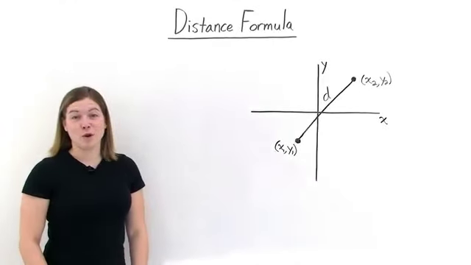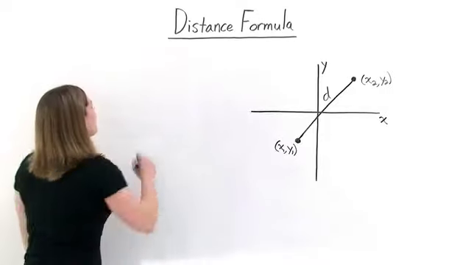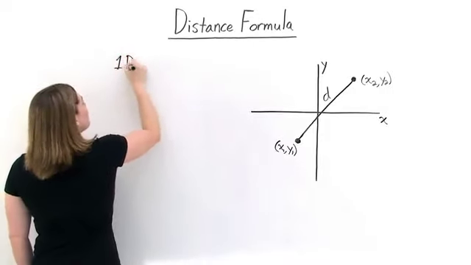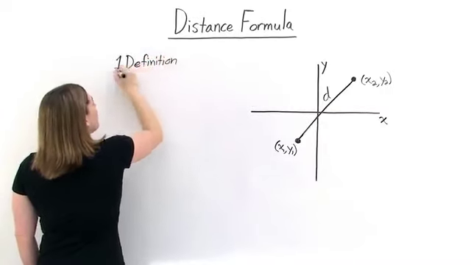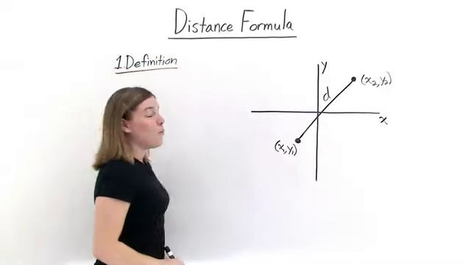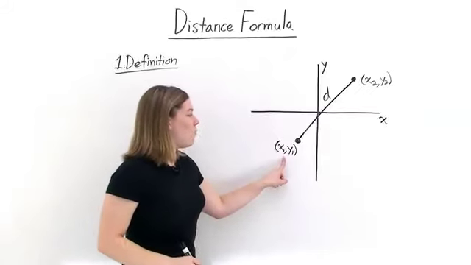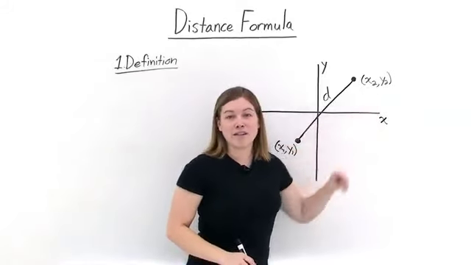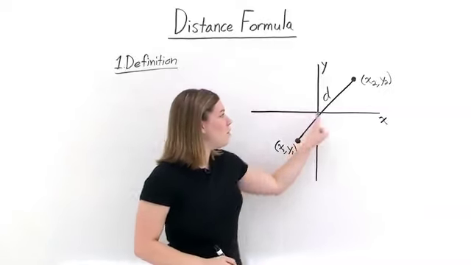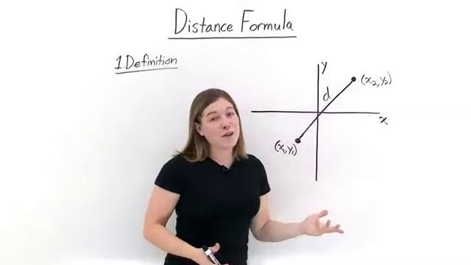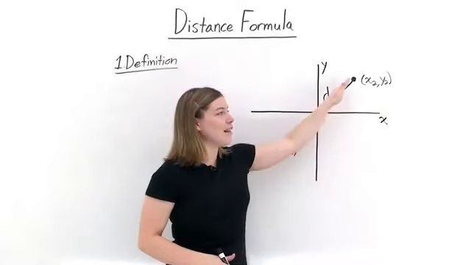So what is the distance formula? The distance formula is the formula that we use to find the distance between 2 points. So let's look at this graph. We have 2 points, x sub 1, y sub 1, and x sub 2, y sub 2. When we find the distance, we want to find the distance between these 2 points. In other words, we want to find the length of this line segment.